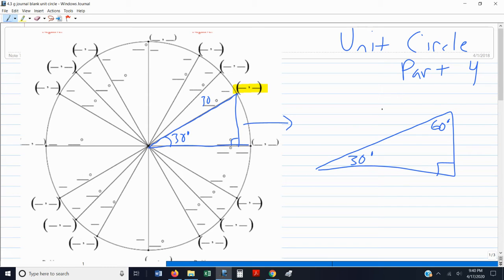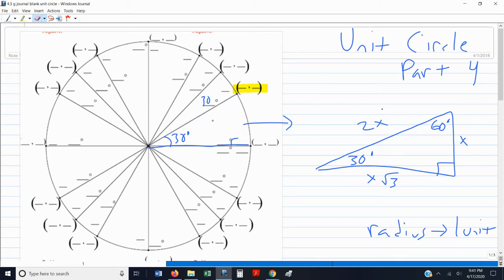From the work that we did last week, hopefully you remember that this is x, this is 2x, and this is x root 3. Right? Across from the 30 is x, across from the 90 is 2x, across from the 60 is x root 3. Then we know that the radius of the unit circle, see if you remember what that is. It is 1 unit, right? That's why it's called the unit circle.